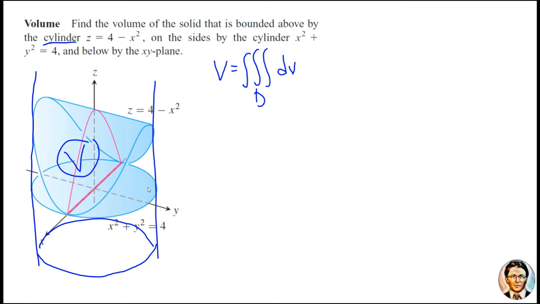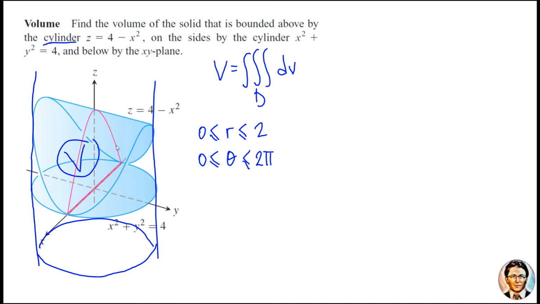We have on the xy plane the circle of radius 2. So you may say we are going to prefer cylindrical coordinates. If we use cylindrical coordinates, r is between 0 and 2, right? And theta, we don't have any bound for theta, so theta is between 0 and 2 pi.